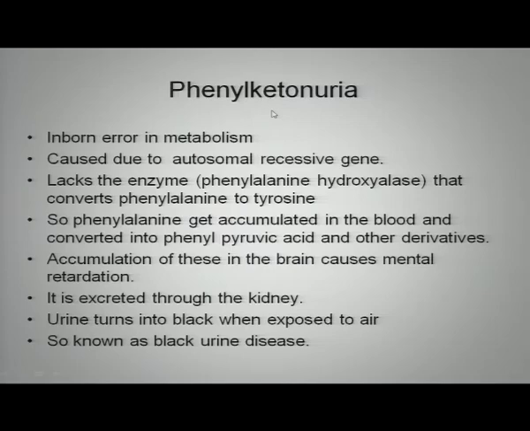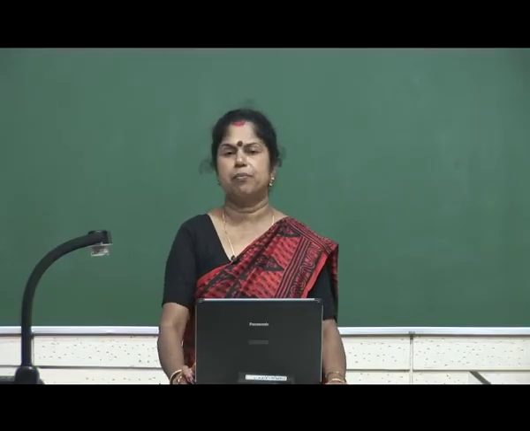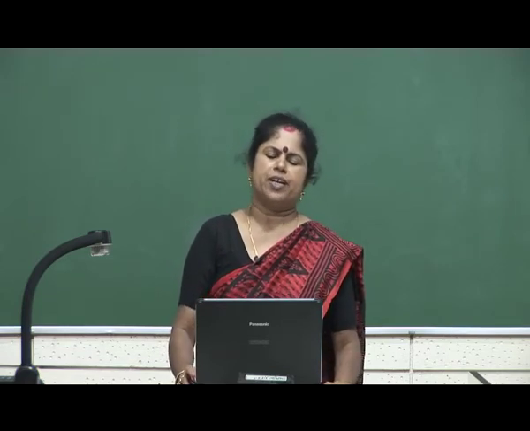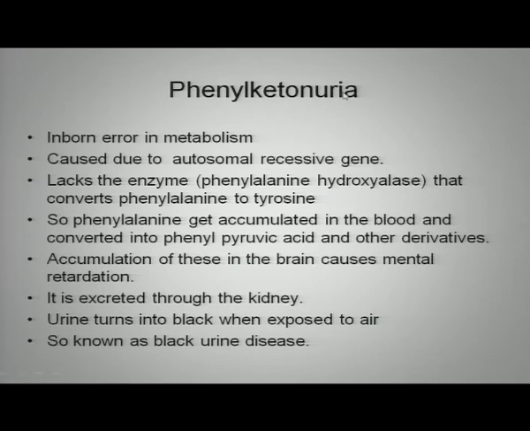Now, we are moving to yet another concept, an inborn error in metabolism, that is phenylketonuria. It is a metabolic disorder seen from the time of birth onwards. Here the reason for this is also a recessive mutant gene which is present in the autosome. So, it is caused due to an autosomal recessive mutant allele. Due to the presence of this recessive mutant allele, there lacks the production of an enzyme. Name of the enzyme is phenylalanine hydroxylase.